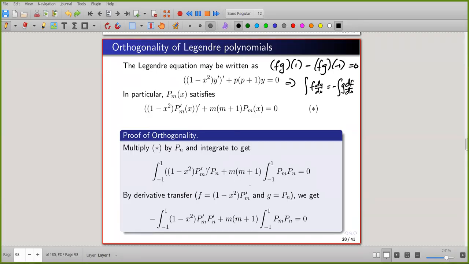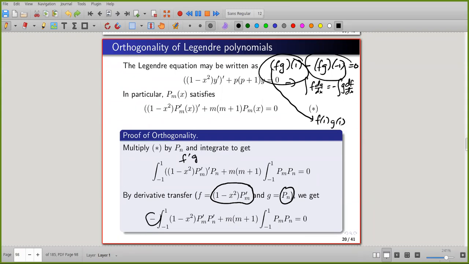So here we are going to take f to be this thing, and g to be Pn. Now notice that f of 1 and minus 1 are 0. And this term over here, this was by definition f of 1 into g of 1. So obviously both these terms are 0. So therefore we can apply derivative transfer. So what do we get? This is integral f dash g. So we just have to put a minus sign and this becomes f g dash, which is exactly what we have.